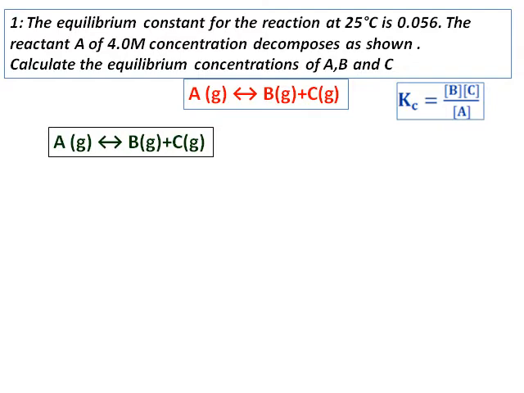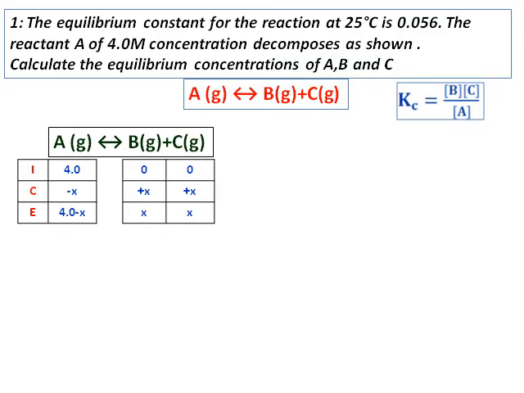It says the initial concentration of A is 4 molar. Therefore, the initial concentration as written there, for A it is 4 molar. And at this moment the B and C have 0 concentration. As the reaction progresses, the concentration of A will change by negative X, and the concentration of B and C will become positive X and positive X. Therefore, the equilibrium concentration of A will be 4 minus X, concentration of B will be X, and the equilibrium concentration of C will be X.